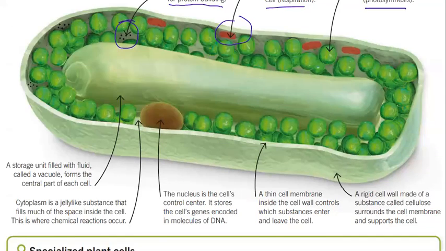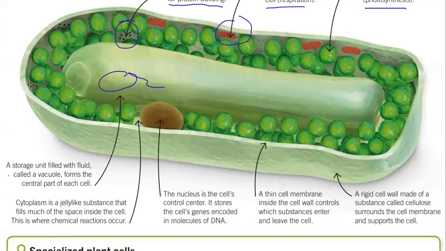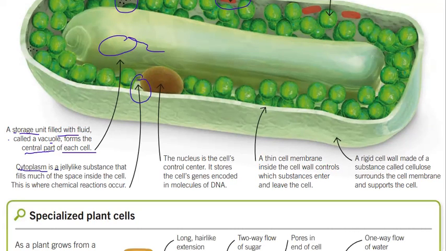This is for photosynthesis information. That means photosynthesis can be conducted using chloroplasts. And another thing here, this entire place is a storage unit filled with fluid called the vacuole, and forms the central part of each cell. Another thing here is the cytoplasm. The cytoplasm is a jelly-like substance that fills much of the space inside the cell, and this is where chemical reactions occur.